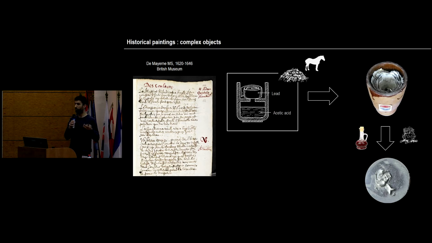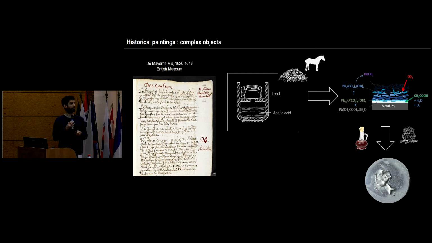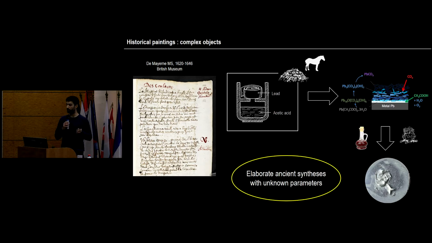So we might think we know something about this pigment, but actually when we look chemically in detail what is going on at the various steps of this process, it's actually very complicated. For example, the corrosion process for lead white involves a lot of intermediate crystalline phases and so on. So, elaborate ancient synthesis with unknown parameters.